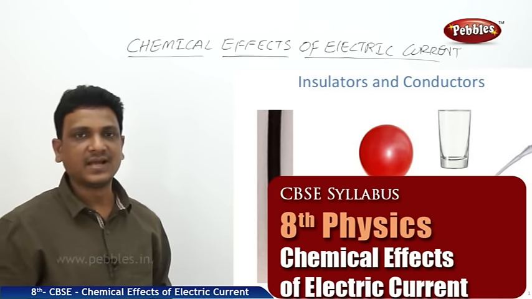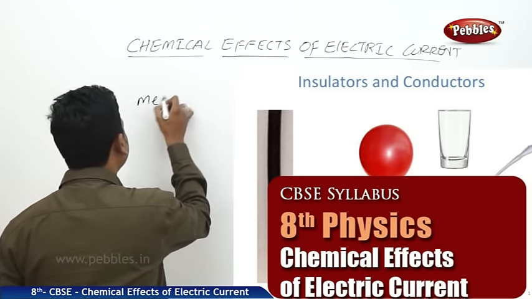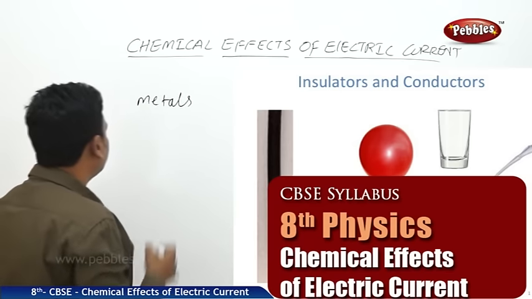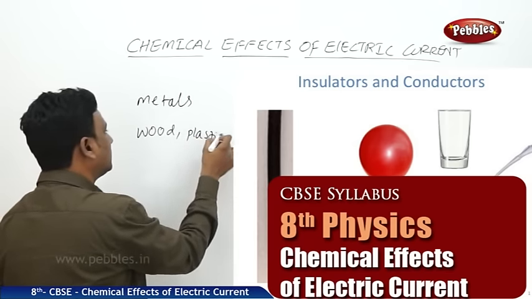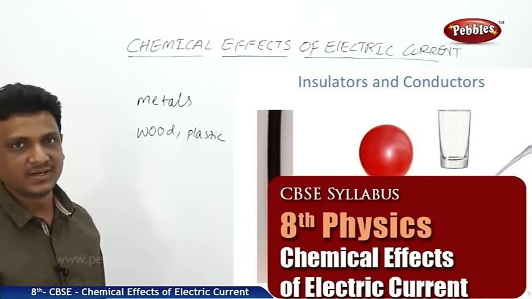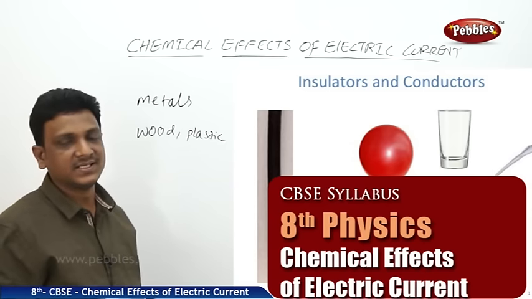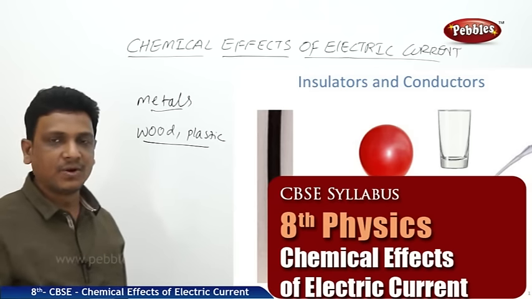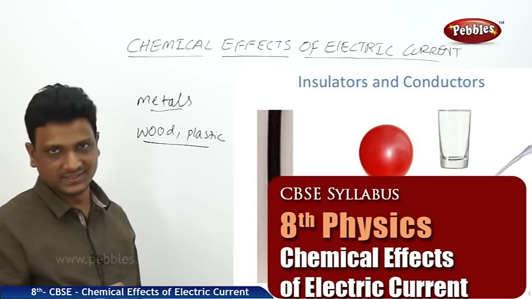Certain materials are good conductors of electricity. In lower classes you have seen that metals are good conductors of electricity. There are certain materials like wood and plastic. They are poor, bad conductors of electricity. They cannot conduct, so they are used as insulators to protect against electric shock.